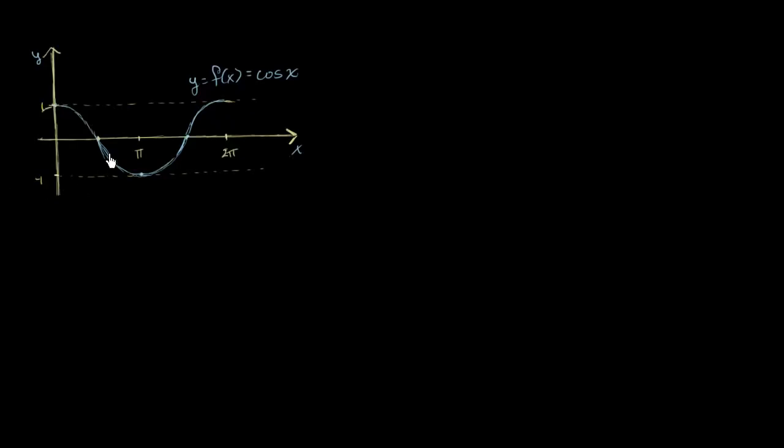What I've got here is the graph of y is equal to cosine of x. And what I want to do is figure out the area under the curve y is equal to f of x and above the x-axis. I'm going to do it over various intervals. So first let's think about the area under the curve between x is equal to 0 and x is equal to pi over 2. So we're talking about this area right over here.